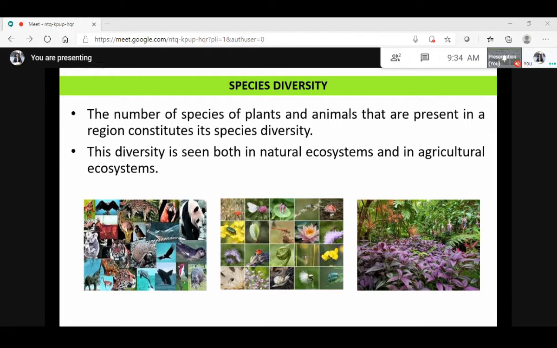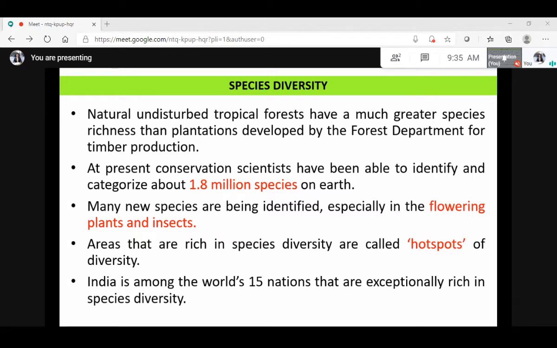The number of species of plants and animals that are present in a region constitutes its species diversity. This diversity is seen both in natural ecosystems and in agricultural ecosystems. These following pictures show the species diversity among plants and animals. Natural undisturbed tropical forests have a much greater species richness than plantations developed by the Forest Department for timber production.